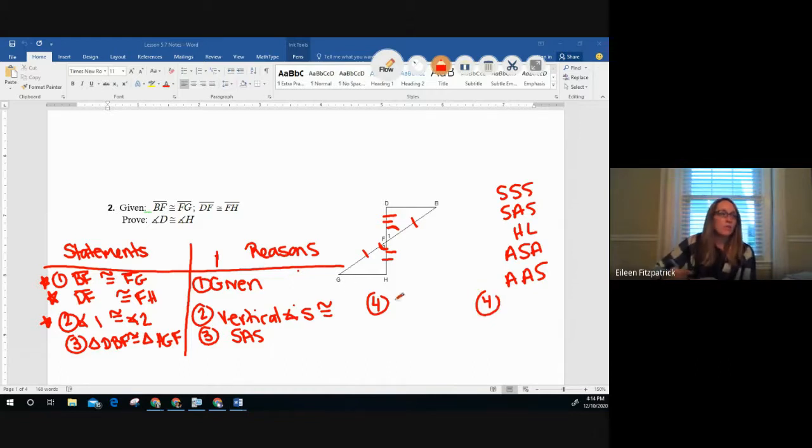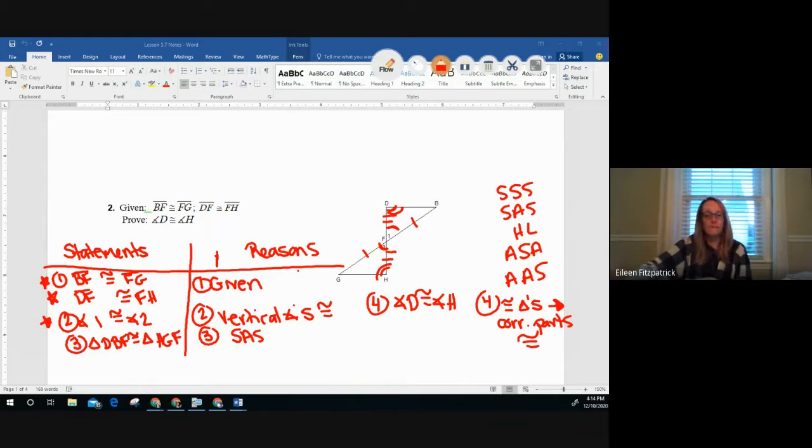I'm trying to prove that angle D is congruent to angle H, which now I know angle D has to be congruent to angle H because the two triangles are congruent. And that means everything about the one triangle is congruent to everything in the other. So I'm going to say that congruent triangles implies corresponding parts congruent. All right, and that is it for that proof.